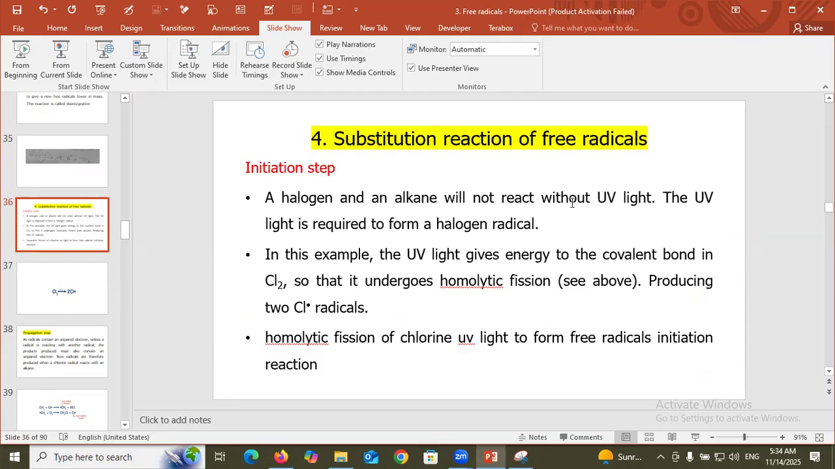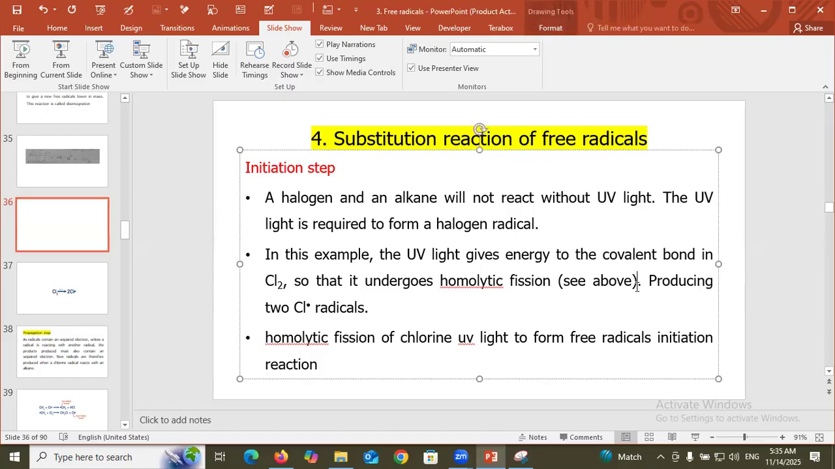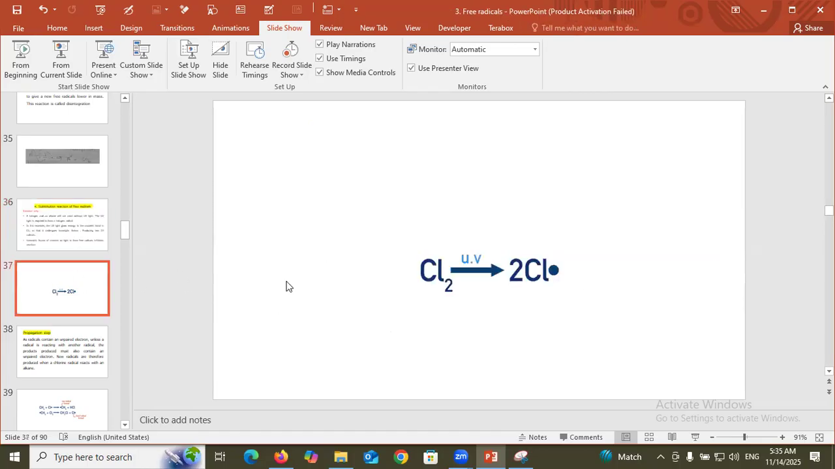Substitution reaction of free radicals, initial step: a halogen and an alkane will not react without UV light. The UV light is required to form a halogen radical. In this example, the UV light gives energy to the covalent bond in chlorine so that it undergoes homolytic fission, producing two chloride free radicals. Homolytic fission of chlorine by UV light to form free radicals is the initiation reaction. This is chlorine and UV light giving chloride free radical.